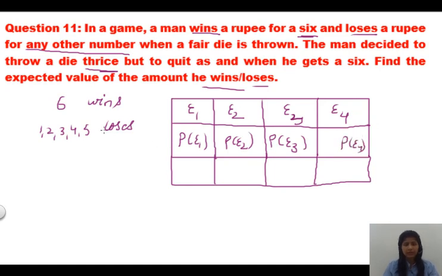E1 is the event that in the first throw he is getting a 6. So the probability of winning is this. What will be the amount that he would be receiving? So I'm writing the amount.